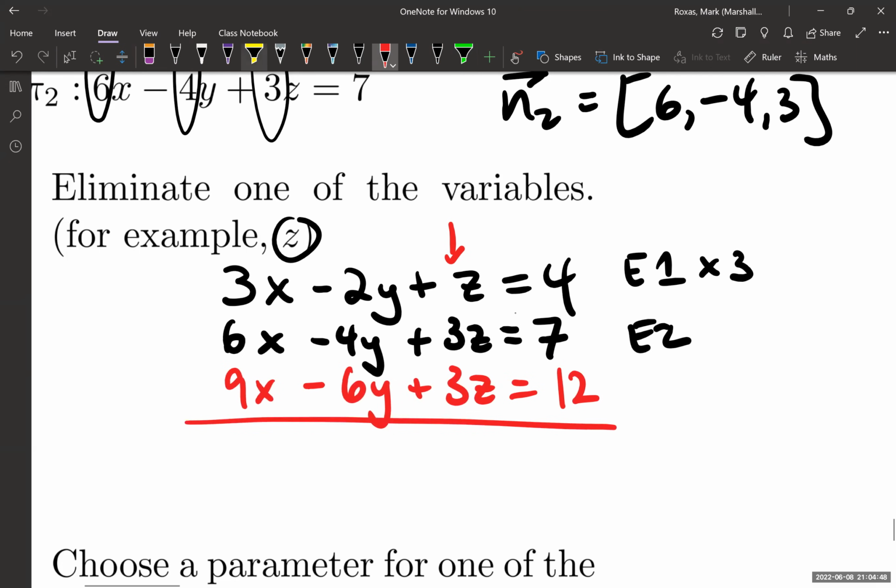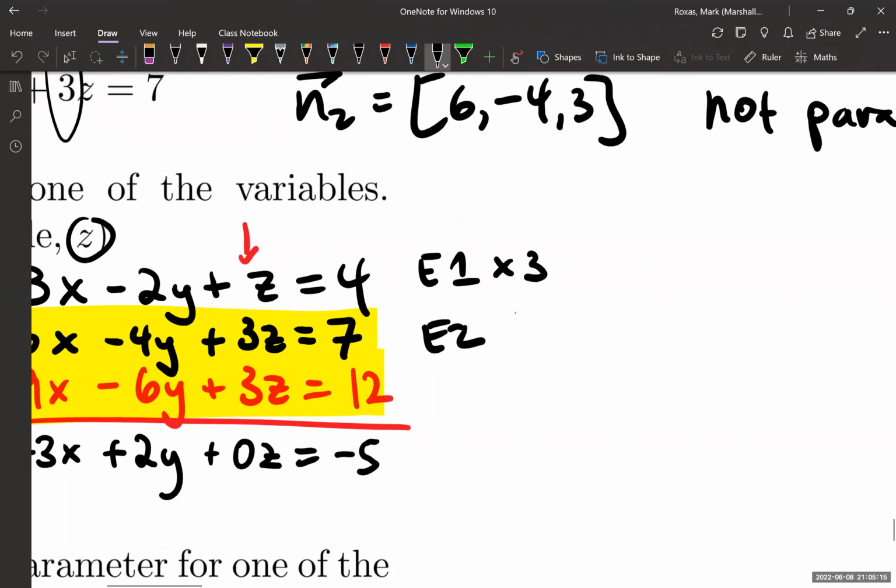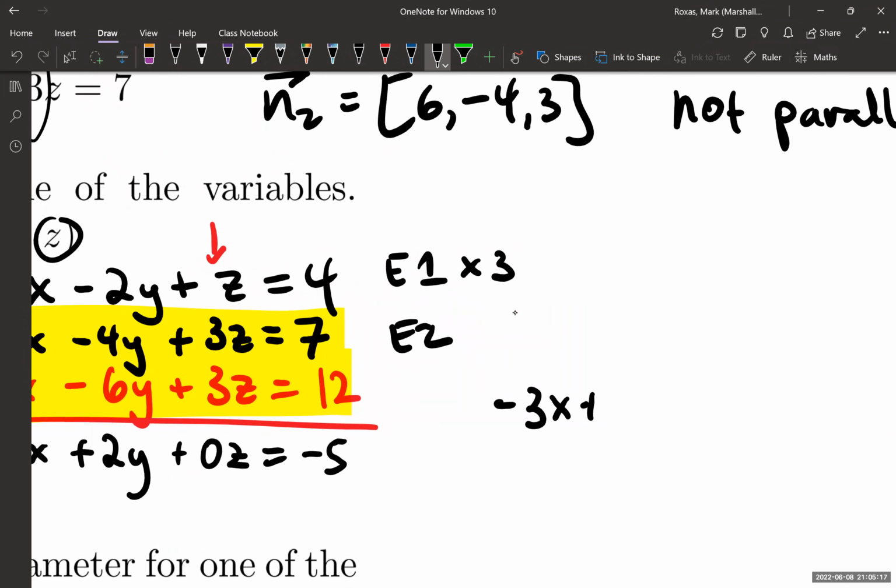Now I'm going to take the second equation and this third line, and I'm just going to subtract them. It eliminates the z, so 3z minus 3z is 0. 6x minus 9x is minus 3x, and then minus 4 take away negative 6, so it becomes plus 2y, and that's equal to 7 minus 12, which is negative 5. Remember there's a 0z. We eliminated z. That's the goal here. So if I simplify this now, I'm going to have minus 3x plus 2y equals negative 5.